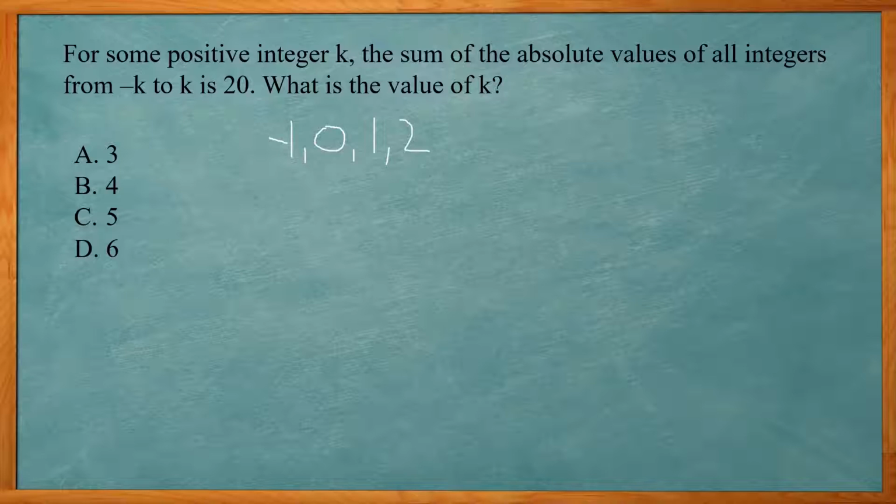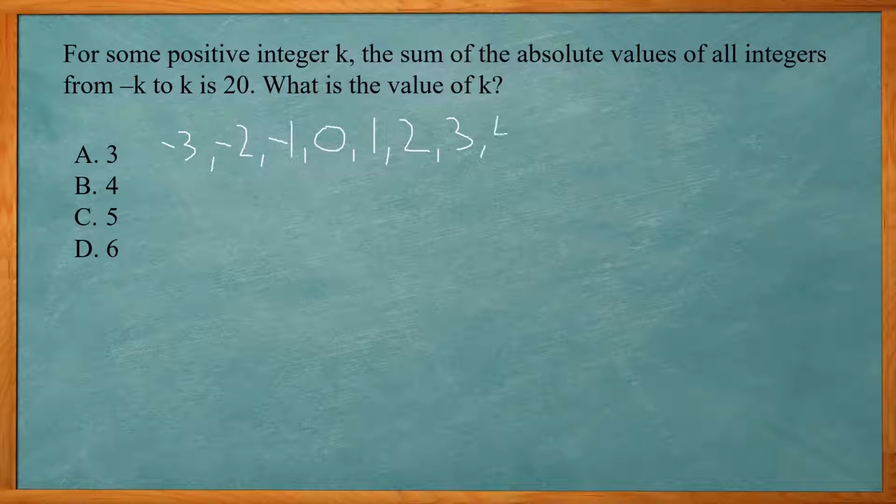Next, 2 and negative 2. That gives me 2, 4, 6. Okay, so we're not there yet. We had 3 and negative 3. We'll have 3 plus 2 plus 1, which is 6. There's going to be another 6 on the other side to give you 12. So we're not at 20 yet.